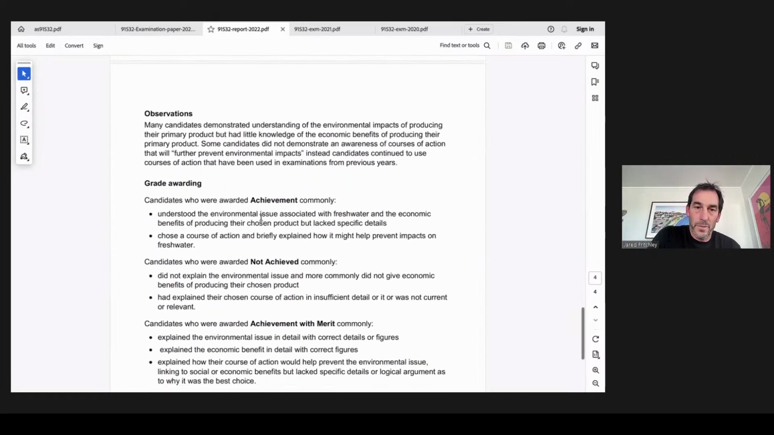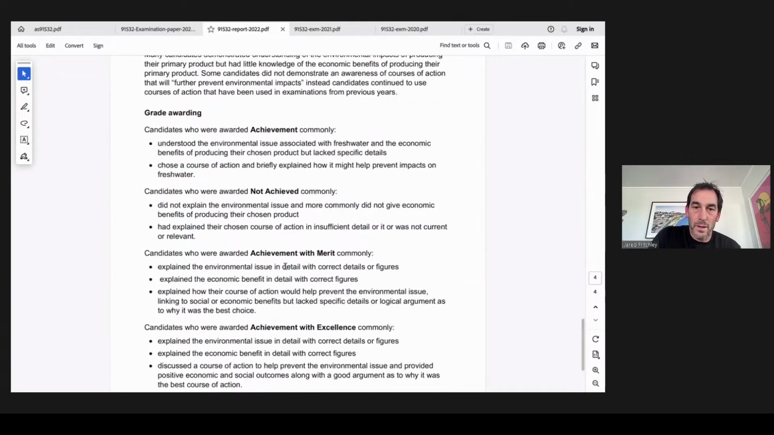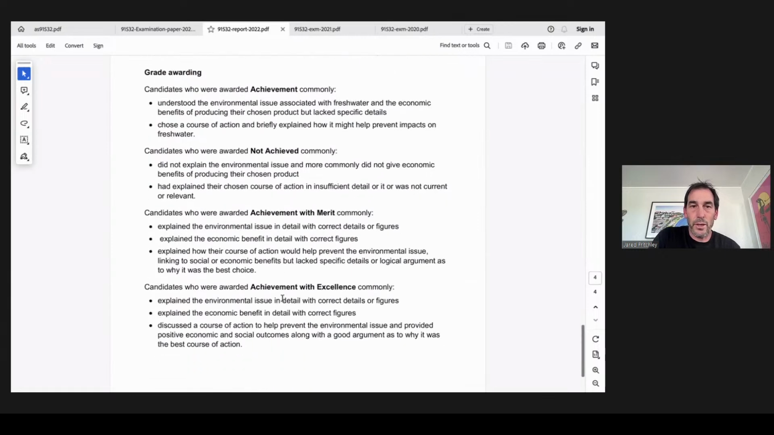I won't go through our achieve, our not achieve, and our merit and excellence, or should I? Yeah, well, pretty quickly. So not achieve, obviously it's not our aim, did not explain the environmental issue, and more commonly did not give economic benefits of producing a primary product. Oliver.